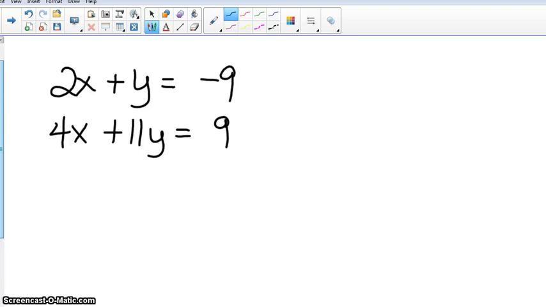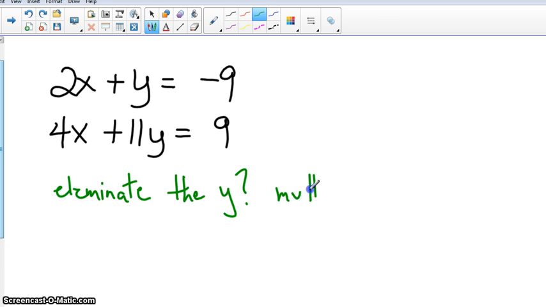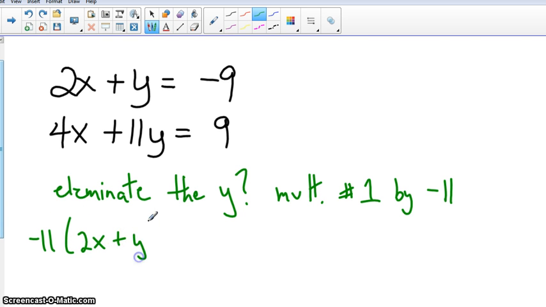I would multiply the top, let me write this out, to eliminate the y. How do we do that? We're going to multiply number 1 by -11. Right? So when I do that, -11 times 2x plus 1.